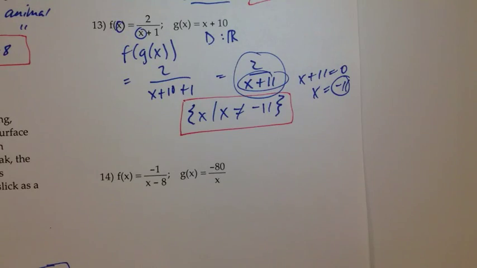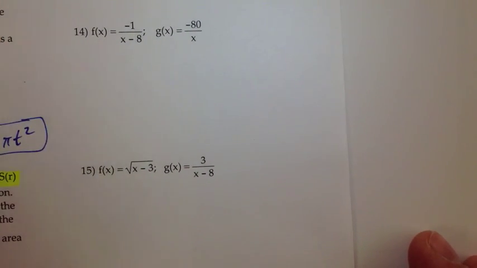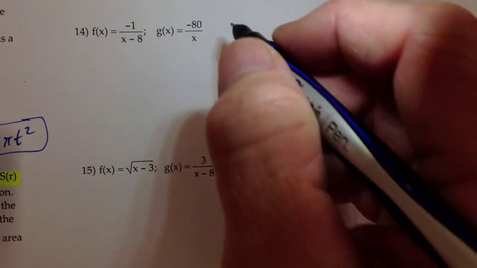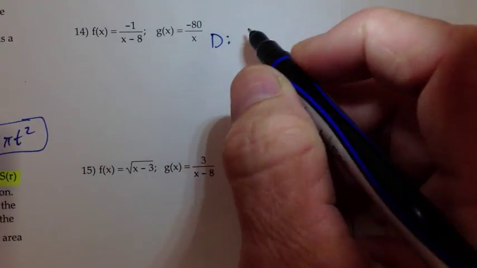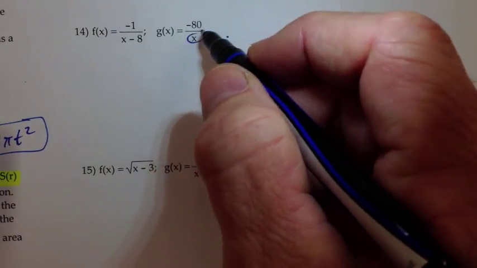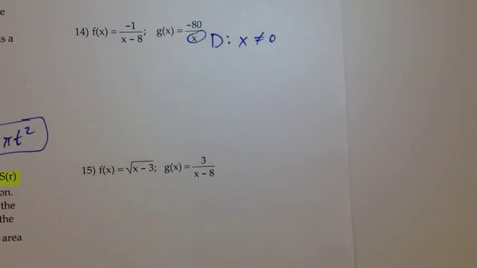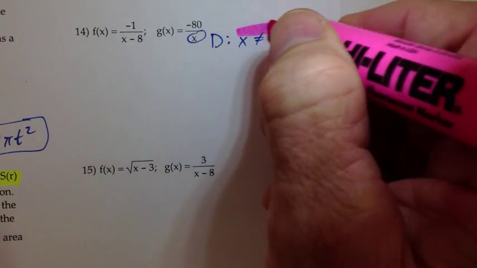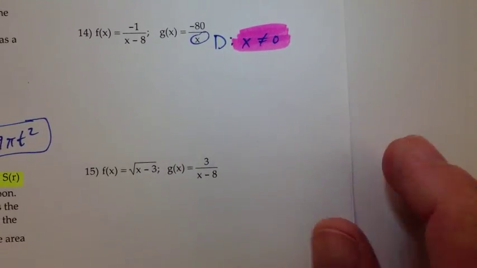If you are feeling brave, go ahead and pause the video and try number 14. But here I'm going to go ahead and get started. Domain of g, we can see that x cannot be equal to 0. So that's going to be something we highlight. We've got to remember that x cannot be equal to 0, because you're going to see what happens when we get down to the very end.